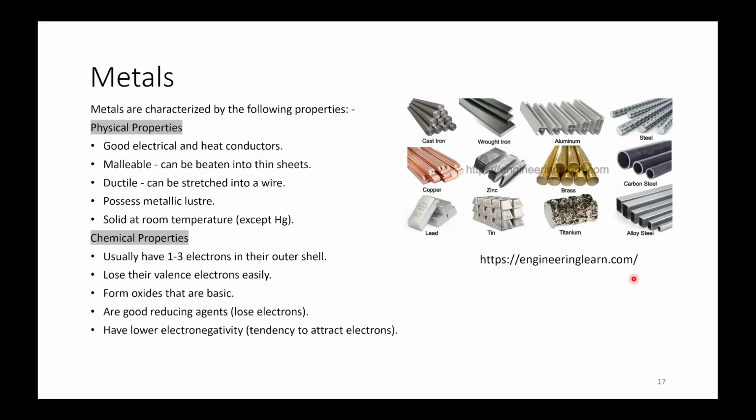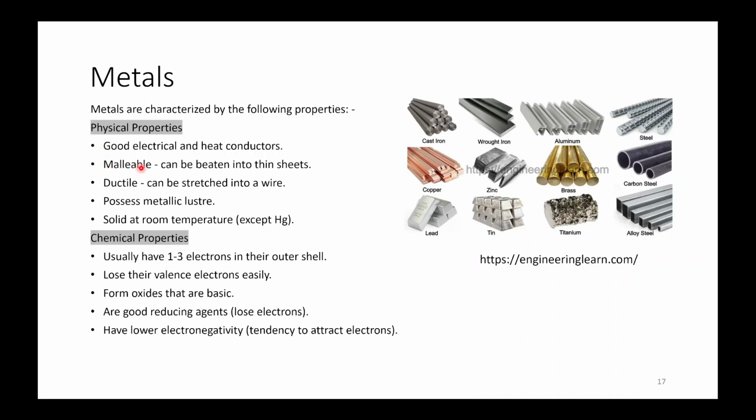Now we'll be going through these material classes. First is metals. These are some of the examples. Metals can be characterized by the following properties. If you have a lot of materials given to you and you know these properties, you can classify them into metals. In case of physical properties, these will have good electrical and heat conducting properties.